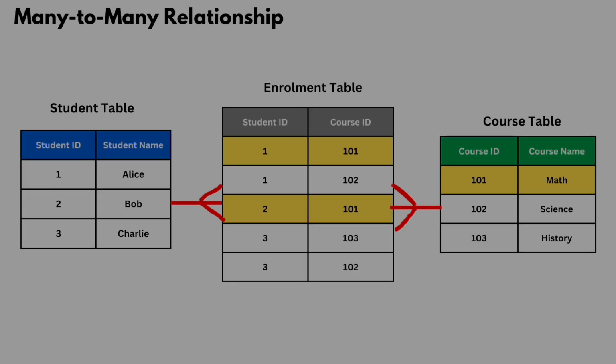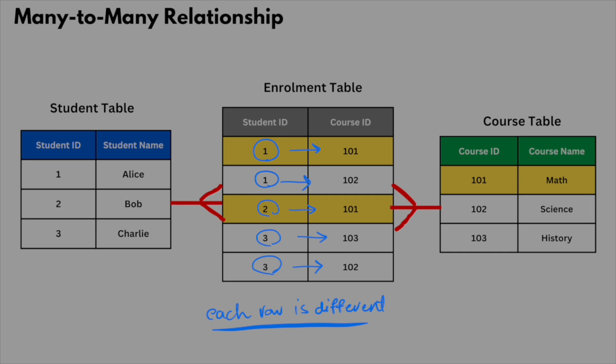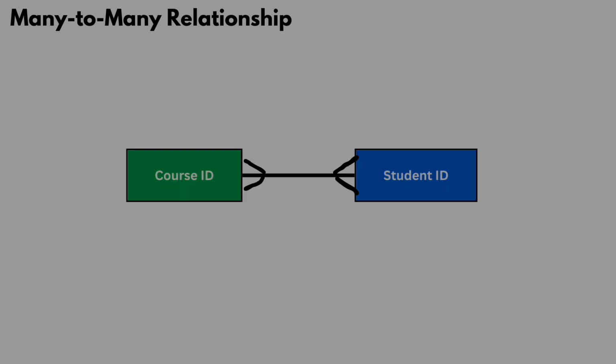So we can easily see that student ID 1 enrolled in 2 different courses, and the first row is different from the second row, and then the same thing applies for the third row in the middle table. We have only one row with student ID 2, and for student ID number 3, we actually have different courses assigned to it. So we can see that each row is different. We have a unique pair of a student and a course in the enrollment table. So this is a very clear example of how many-to-many relationships actually work.